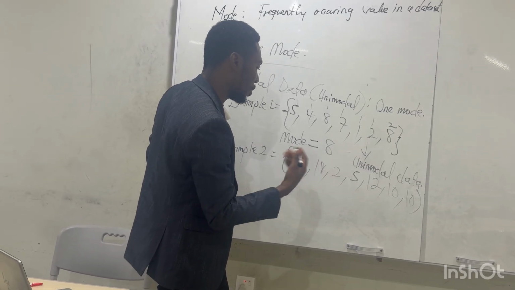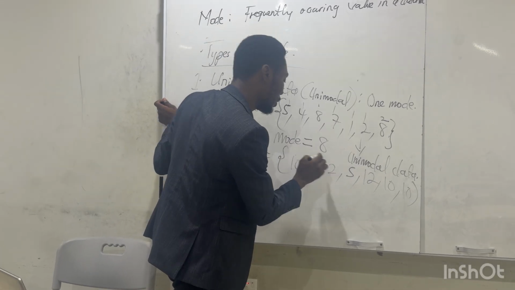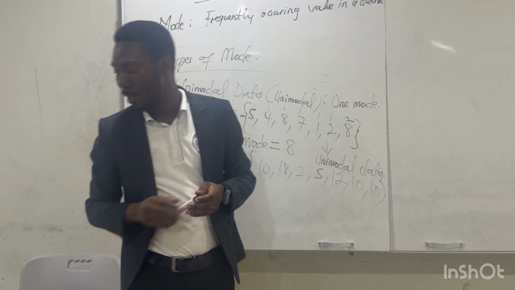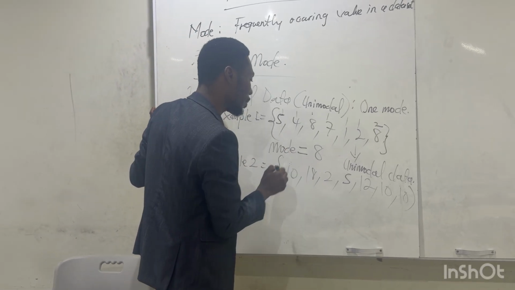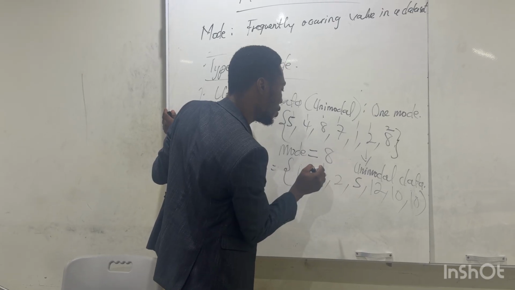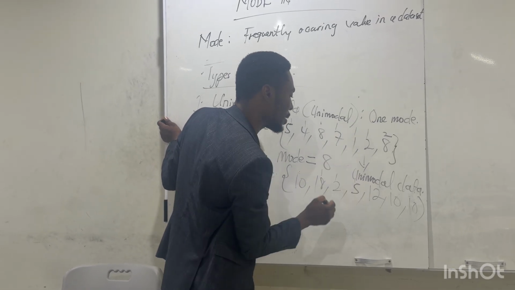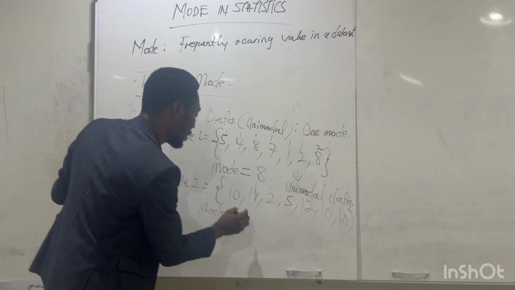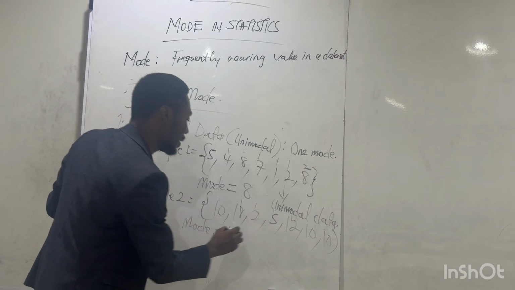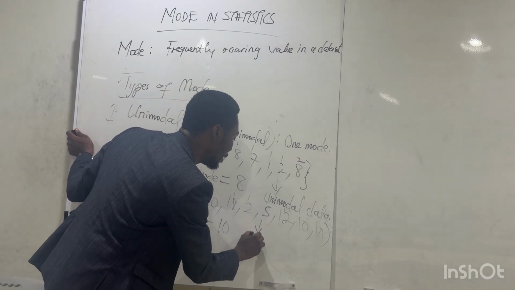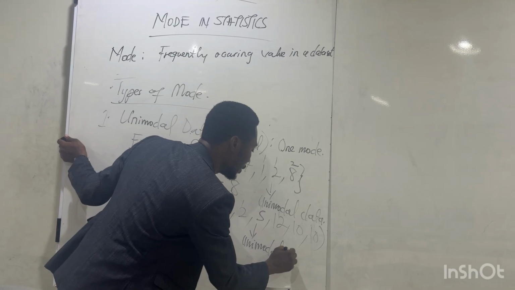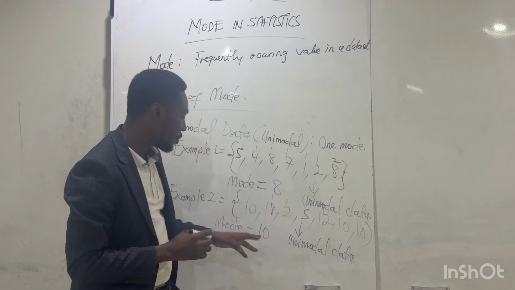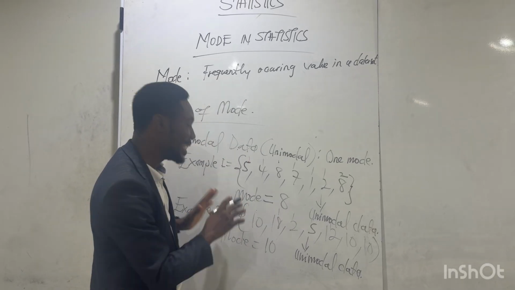Then now let's observe how they are occurring. So 10 is occurring 1, 2, and 3. 18 is occurring once. 2 is occurring once. 5 is occurring once. 12 is occurring once. So the mode over here is what? 10. Okay, so this is also an example of a unimodal data, or we say the data is unimodal. Unimodal simply means that we have only one mode or a single mode in this data set.